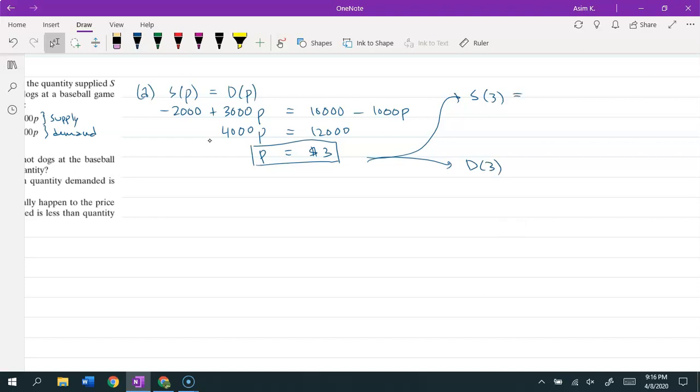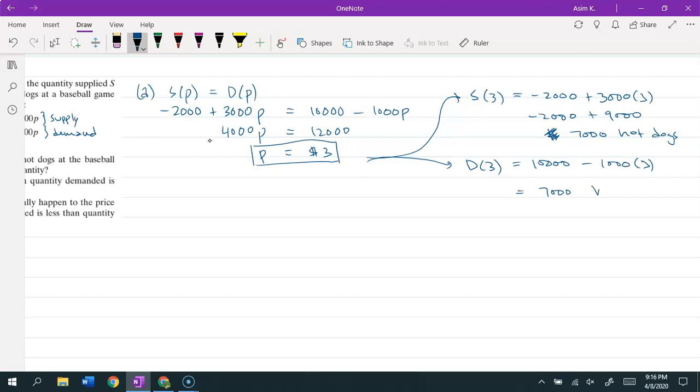Well, let's go ahead and do both of them. Negative 2,000 plus 3,000 times $3 gives you negative 2,000 plus $9,000. And so the quantity of supply is going to be 7,000 hot dogs. If you were to put the same $3 into the demand equation, it would say 10,000 minus 1,000 times 3, and guess what? That again gives you 7,000 hot dogs.